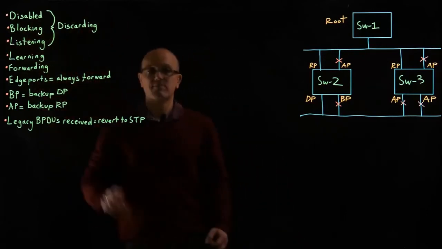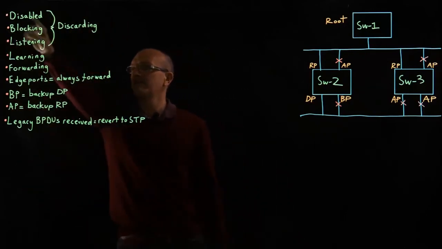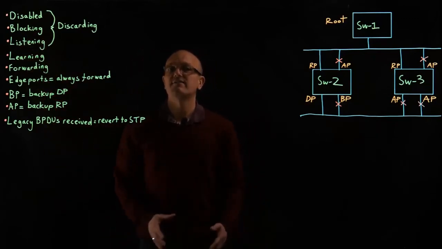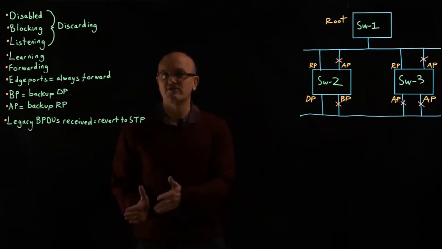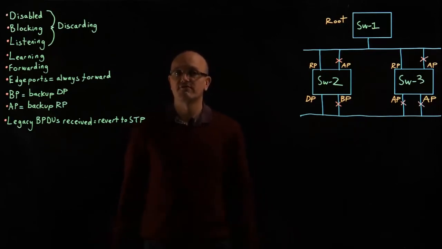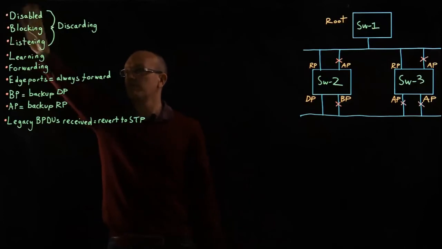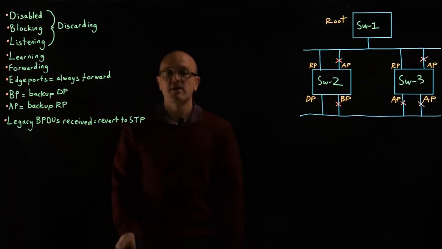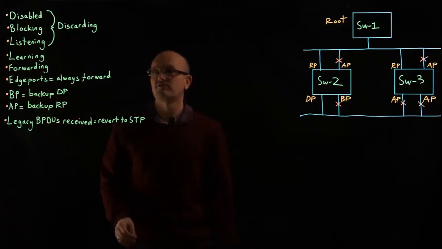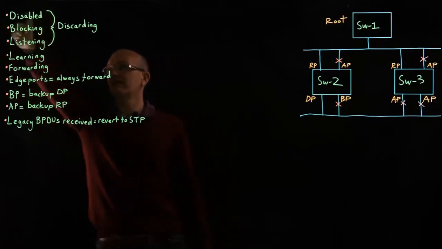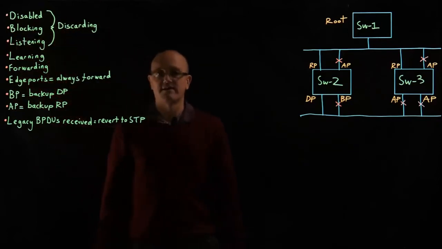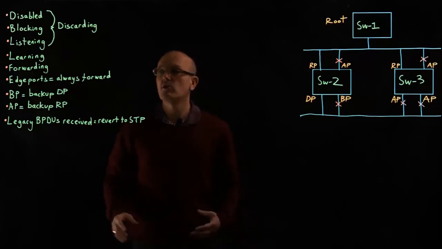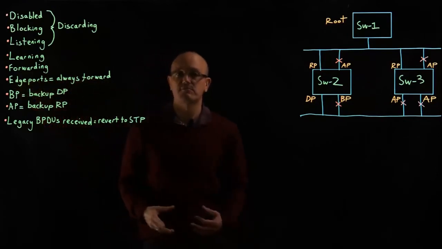So firstly, in standard spanning tree, you have these 5 different states that a port iterates between as it's moving from coming online initially to being allowed to forward traffic. We have disabled, blocking, listening, learning, and then forwarding. And the first thing that happened with rapid spanning tree is that we merged these 3 states into one discarding state. The next enhancement was that we could nominate certain ports as edge ports.